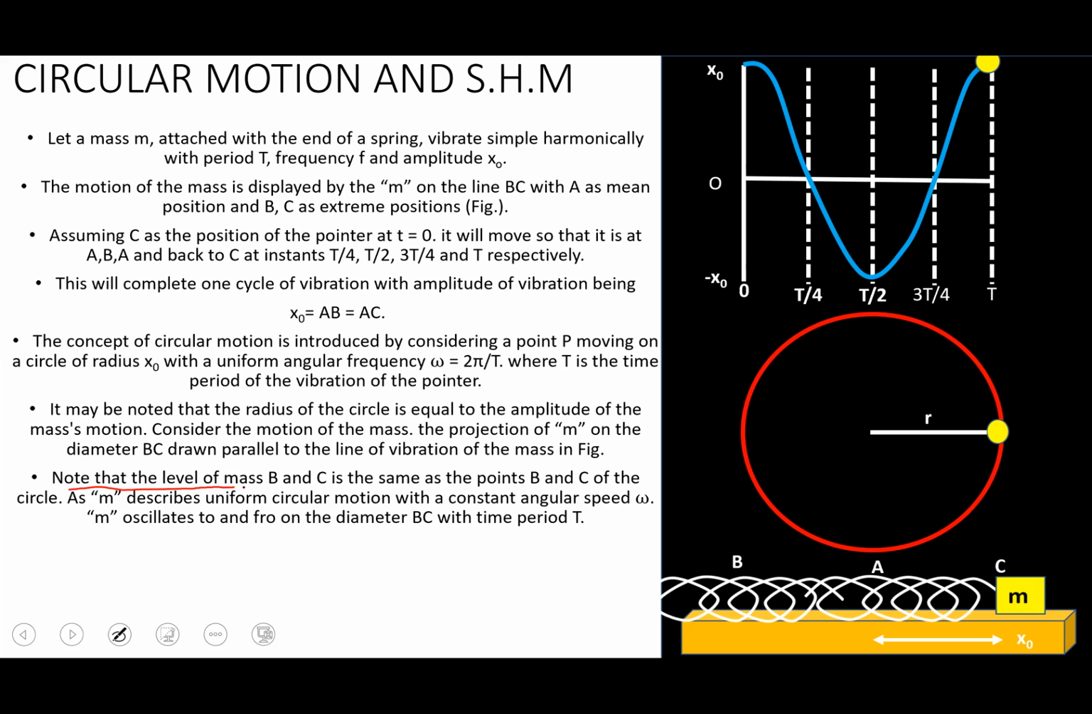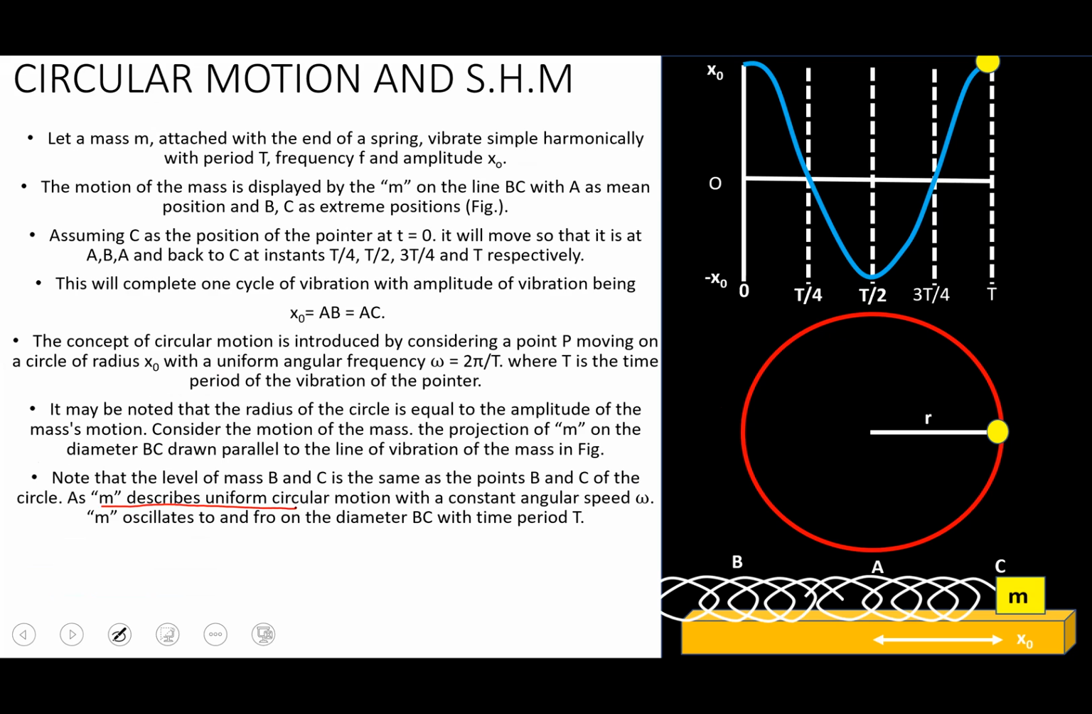Note that the level of mass B and C is the same as that of the points B and C of the circle. That means this BC is representing the diameter of this circle. They are the same. Now, this is because we have to compare both the mass attached to a spring system as well as a circular motion.